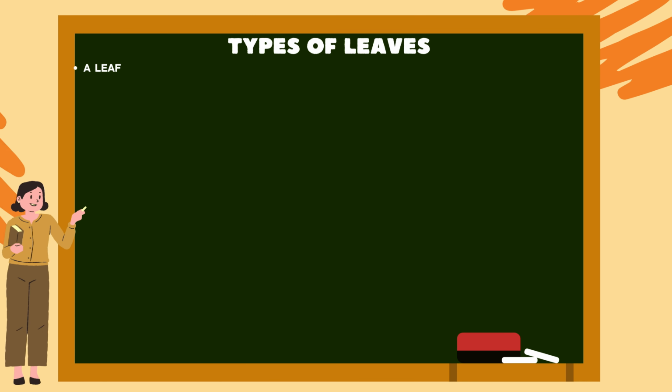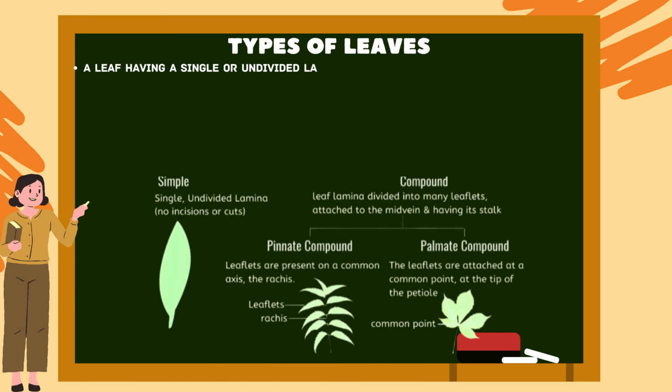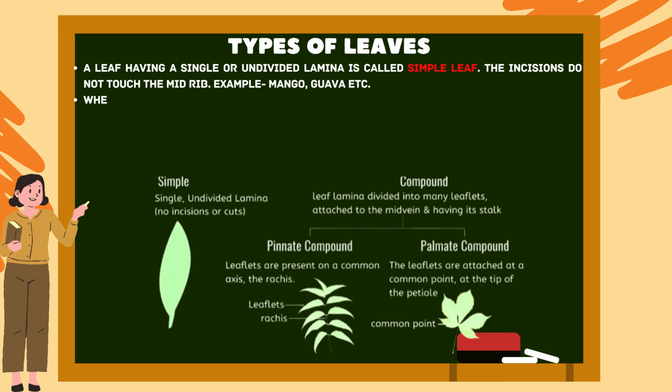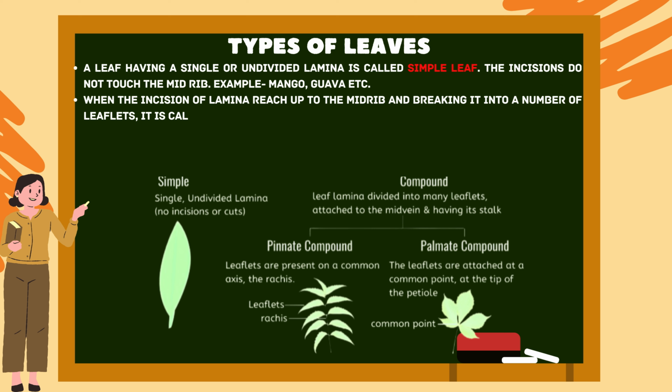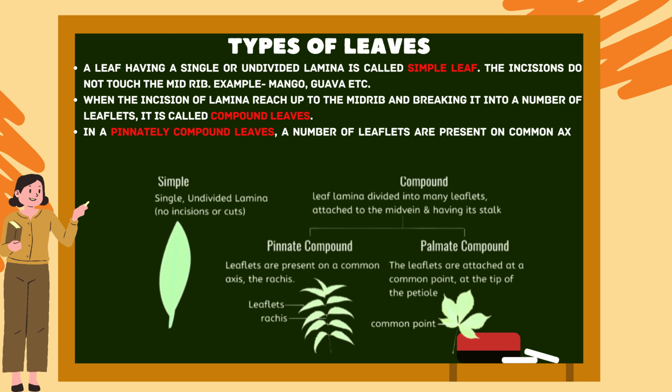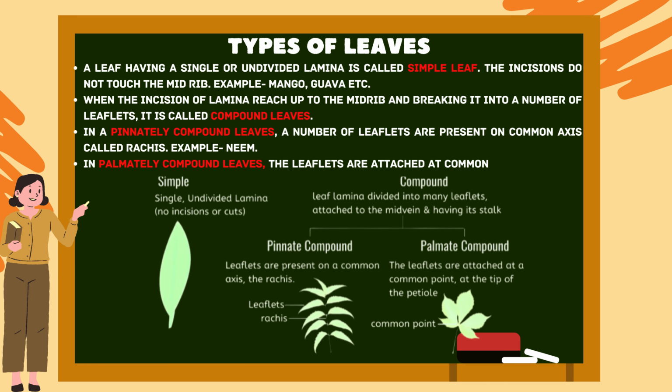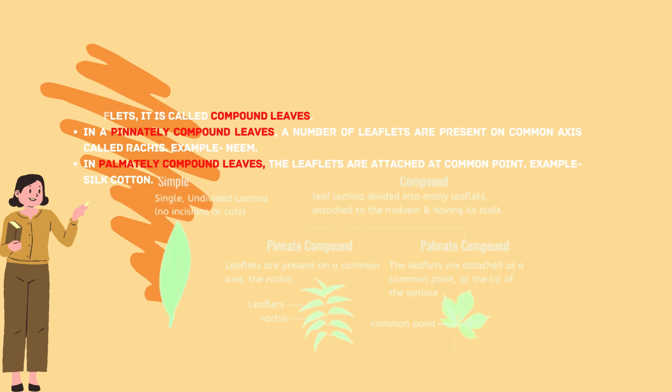Moving to the next topic, types of leaves. A leaf having a single or undivided lamina is called a simple leaf. The incisions do not touch the midrib, for example mango and guava. When the incision of the lamina reaches up to the midrib, breaking it into a number of leaflets, it is called a compound leaf. In a pinnately compound leaf, a number of leaflets are present on a common axis called the rachis, for example neem. In palmately compound leaves, the leaflets are attached at a common point, for example silk cotton.